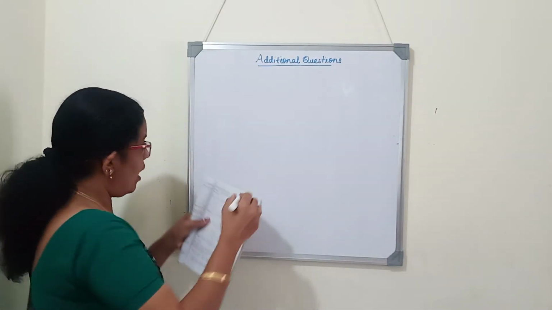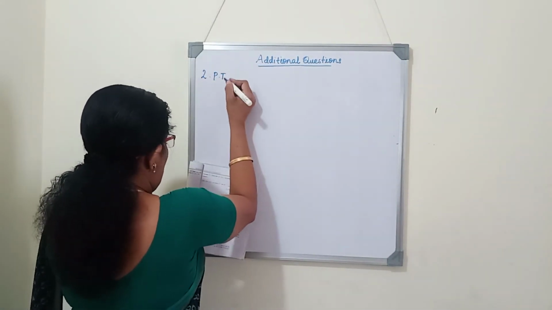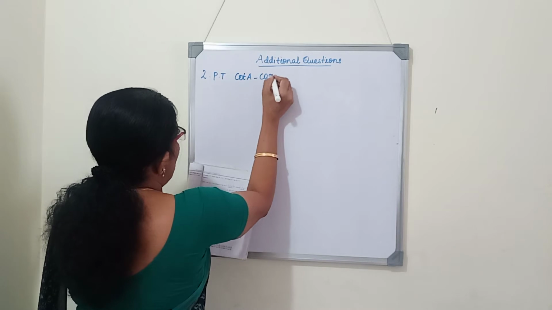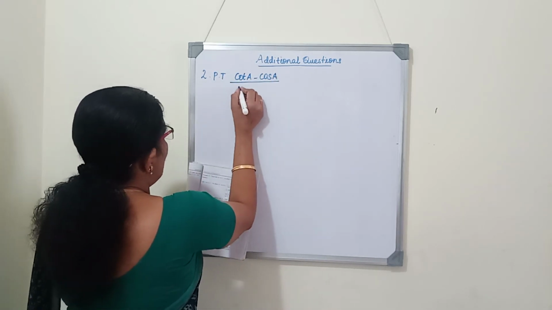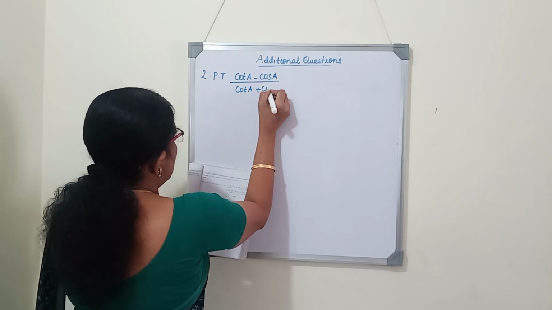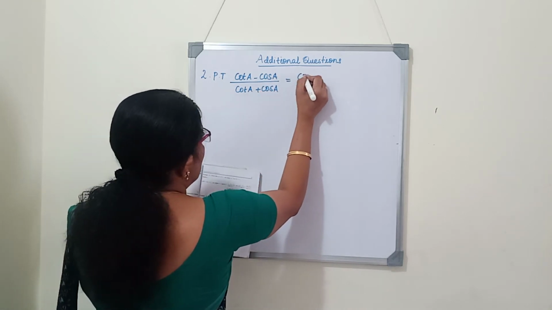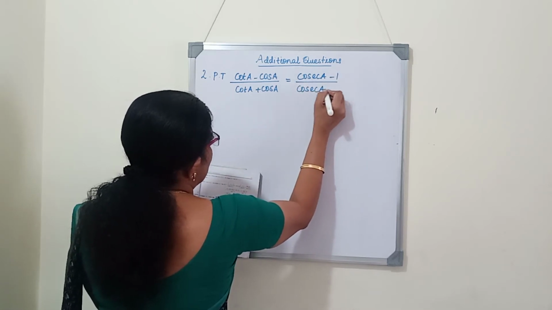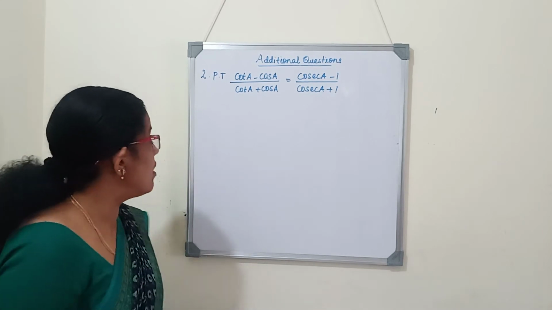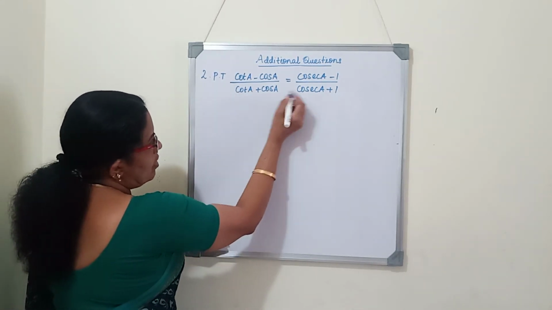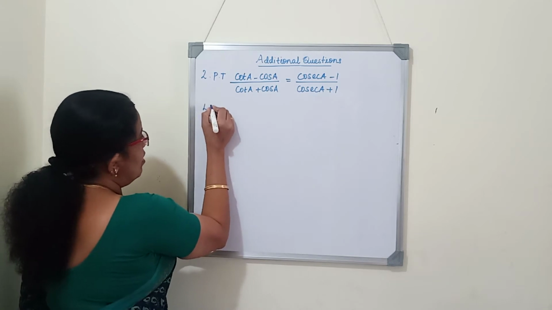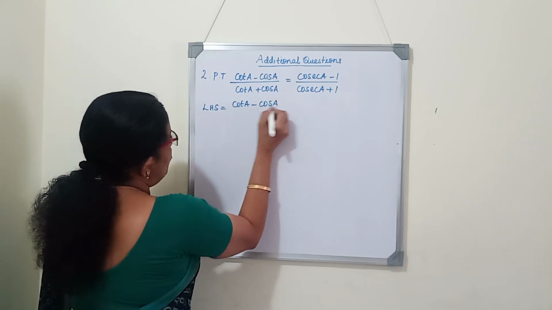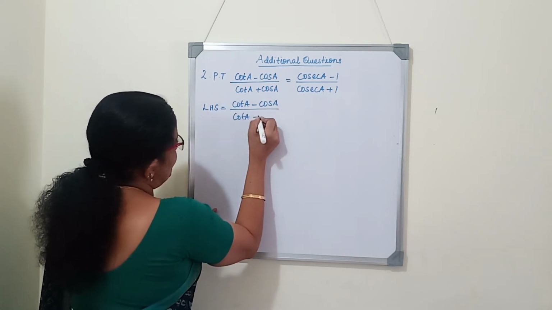Second question. Prove that (cot A minus cos A) by (cot A plus cos A) is equal to (cosec A minus 1) by (cosec A plus 1). So here we have to prove that (cot A minus cos A) by (cot A plus cos A) is (cosec A minus 1) by (cosec A plus 1). So we'll start from LHS. Cot A minus cos A divided by cot A plus cos A.